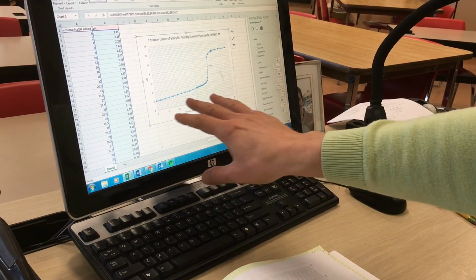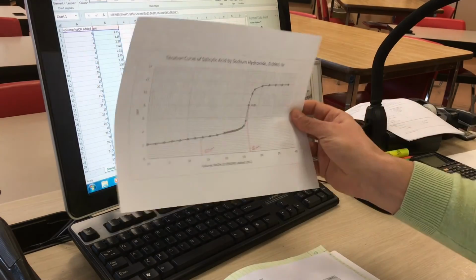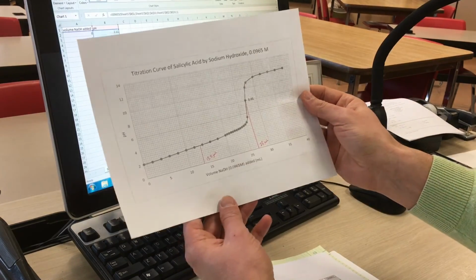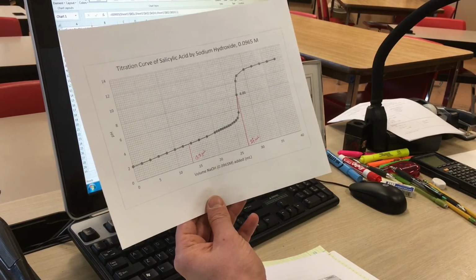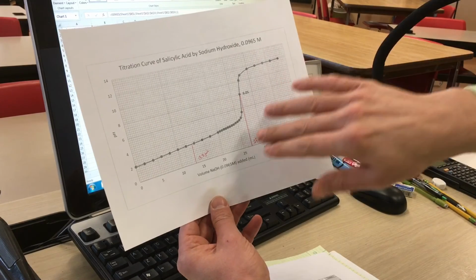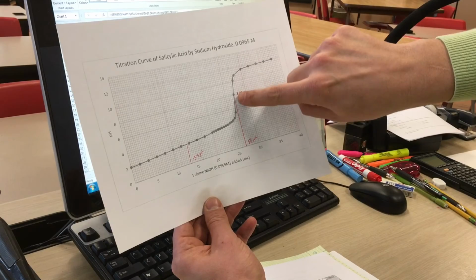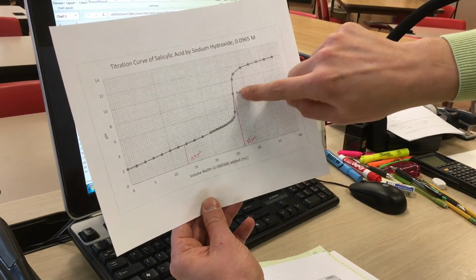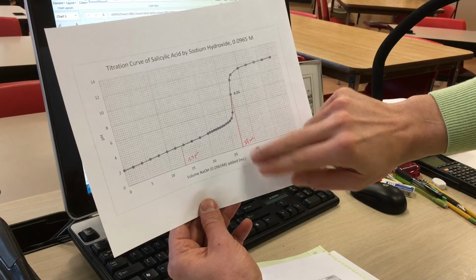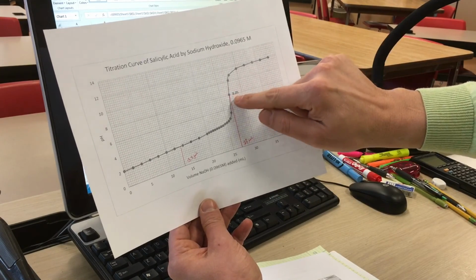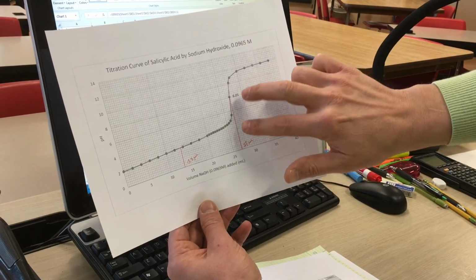When we do a graph of this, we're going to get something like that, which we're going to use to identify first the equivalence point. So the equivalence point, when you look at your graph, there's going to be a steep part, and up halfway up the steep slope is the equivalence point. So for me it was easy because I had a point right there halfway up. For you it may not be so obvious.